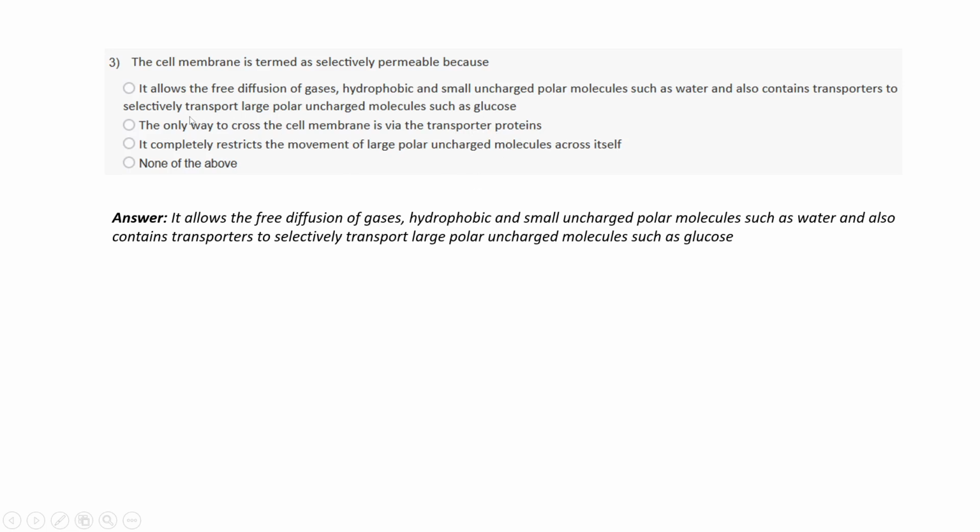So it is a way for the transport. Transporter proteins are required for certain ions as well as large polar molecules, but it is not the only way. So this option is incorrect. Another option says it completely restricts the movement of large polar uncharged molecules. No, it can allow the movement of large polar molecules by using the transporter protein. So option A is the correct option.